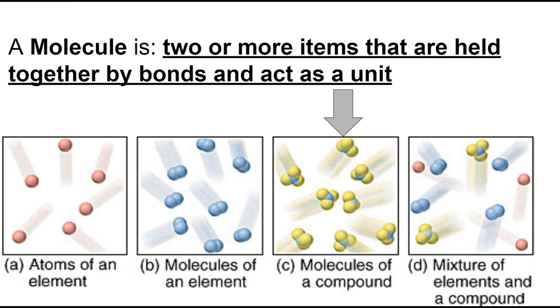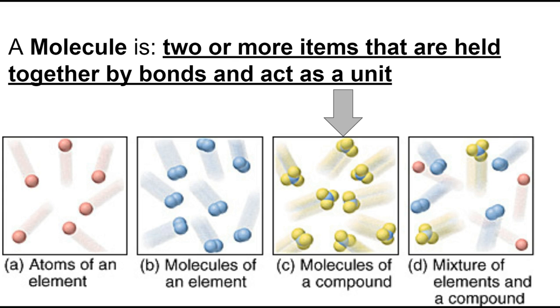Another vocabulary word I need to bring up is molecule. Remember, a molecule is 2 or more items held together by bonds and acts as 1 unit. So look at this picture below. You have the same one on your notes. Atoms are single atoms, 1 atom. So you see a bunch of atoms of the same element in part A. In section B, you see molecules. Molecules are 2 of the same kind of atom bonded together in this case.